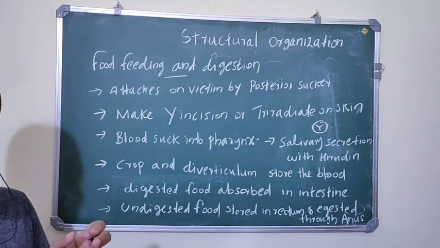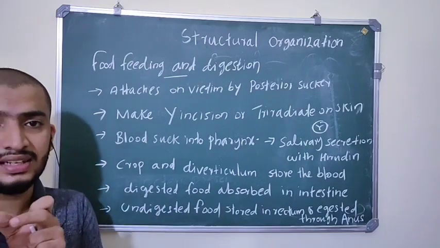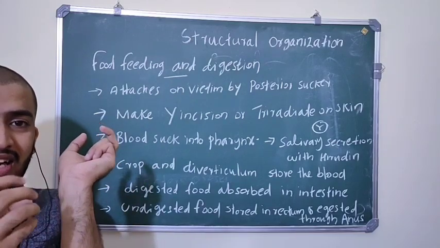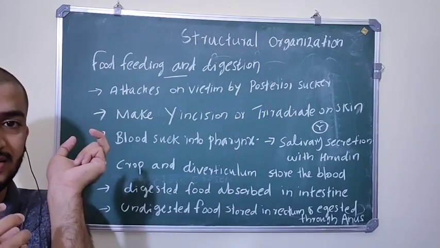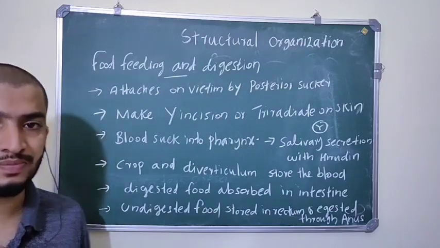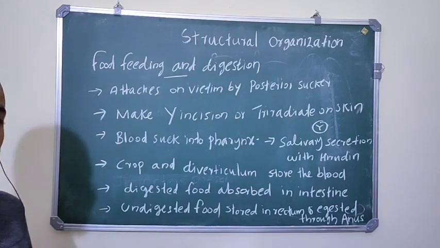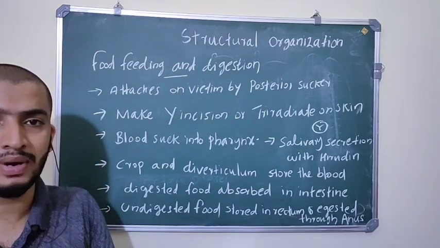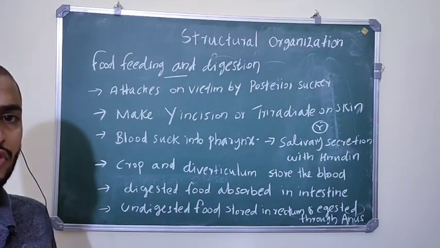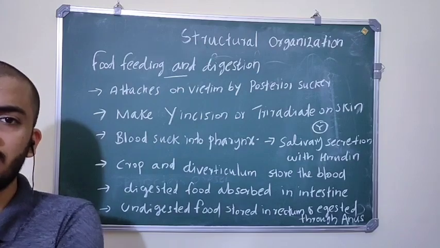Also, sometimes we cannot sense the biting of a leech. Why? There is another reason: the leech produces chemicals at the time of biting, like anesthetic chemicals, so we cannot sense that they are biting. Then the blood goes through the muscular pharynx to the crop and diverticulum, where it is stored. Then it goes to the stomach, where digestion takes place, and food absorption takes place in the intestine. Finally, undigested food goes to the rectum and anus.